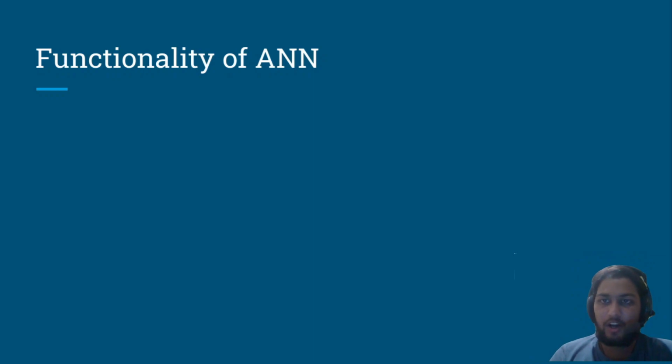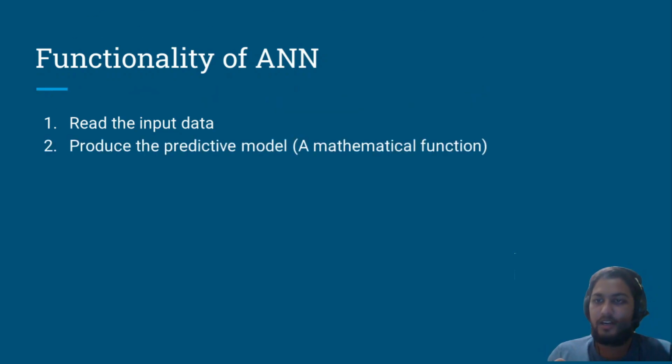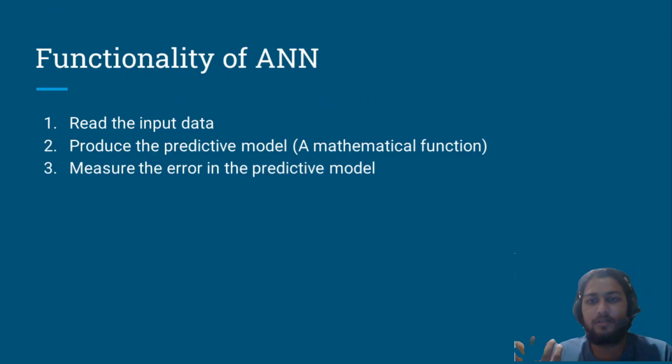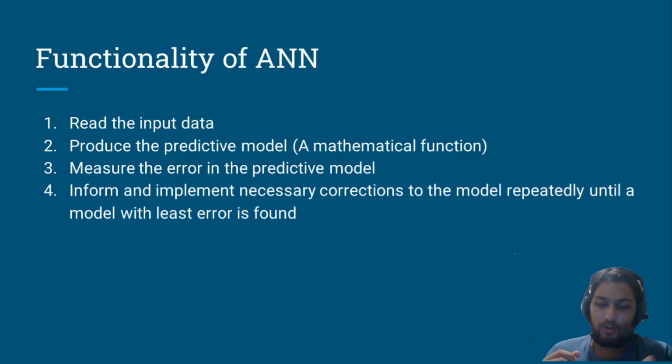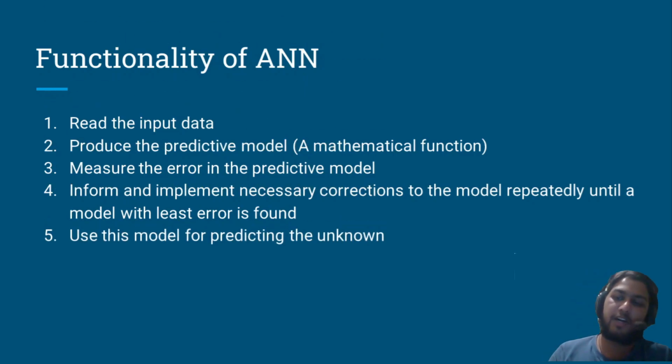The functionality of ANN can be explained in five simple steps. First, read the input data. Second, produce the predictive model with mathematical functions. Third, measure the error in the predictive model. Fourth, inform and implement necessary corrections to the model repeatedly until a model with the least error is found. And last but not the least, use this model for predicting the unknown.